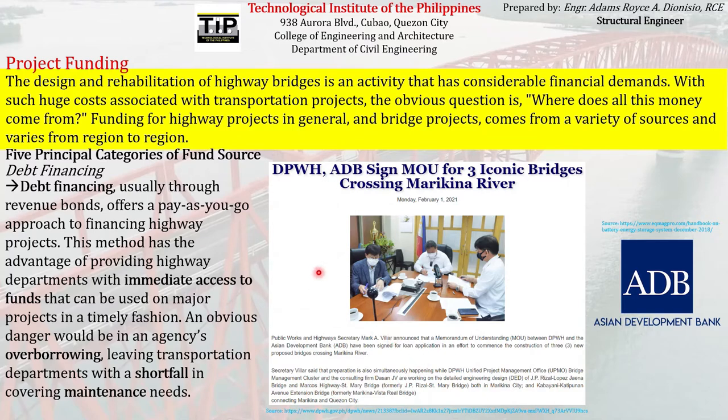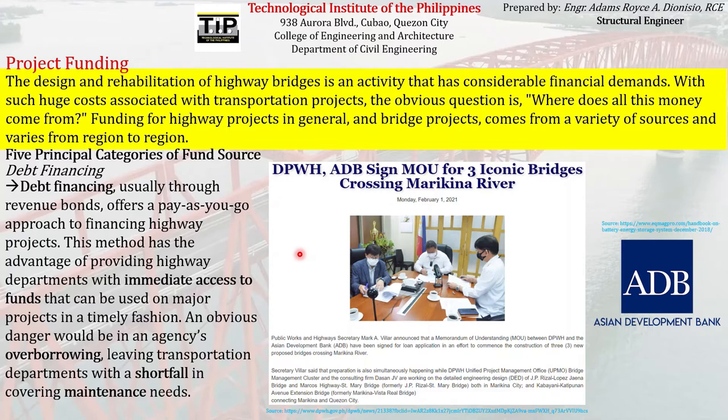As you can see here, our local agency will be financing the construction and development of these three iconic bridges by using debt financing, wherein they are applying for a loan from a loaning body like the Asian Development Bank. That is one example of debt financing. In that way, the loaning body will provide immediate access to funds to the local agency for them to immediately commence the particular transportation or infrastructure project.